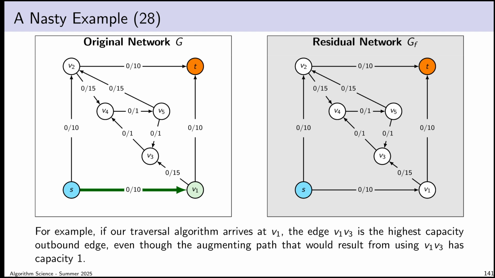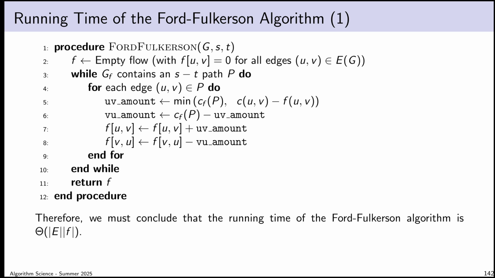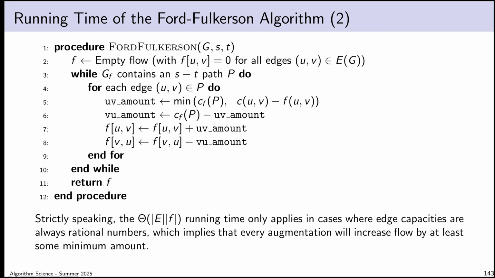If our traversal algorithm gets here, a heuristic that chooses the higher capacity edge first goes to V3, and then you can verify to yourself that it falls into the same trap that we set in the previous example. And so we have no choice but to conclude that this formulation of the Ford-Fulkerson algorithm indeed has this running time, number of edges multiplied by the value of the maximum flow. Now, that's still progress. We haven't yet seen the proof of correctness, but if we believe the algorithm is correct, then we have indeed found a way of solving the maximum flow problem.